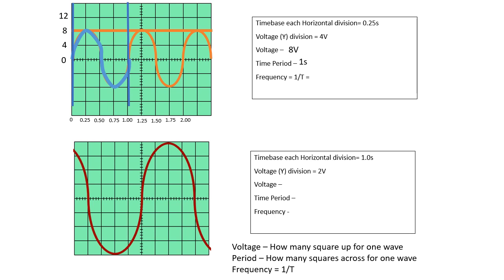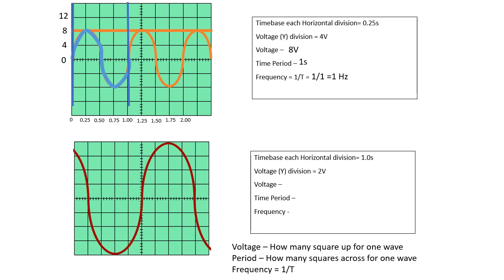Now the frequency is how many waves there are in a second. And I can find that out by doing 1 divided by the time period. So my time period here was 1 second, so I'm just doing 1 divided by 1, which equals 1 Hertz.